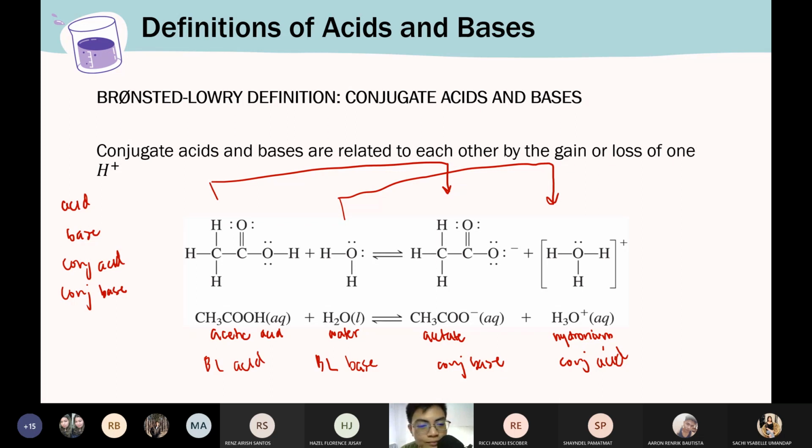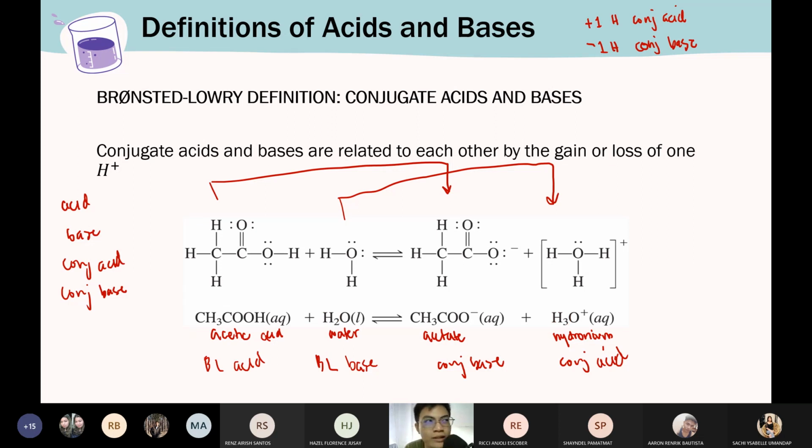Ito shortcut na lang. Pag yan nadagdagan ng isang H, yan ay conjugate acid. Pag yan nabawasan ng isang H, yan ay conjugate base. Okay? Tingnan mo. Ito nabawasan ng H. So, conjugate base. Tapos, ito naman, nadagdagan ng H. So, siya yung conjugate acid. So, yun na lang yung shortcut ko.